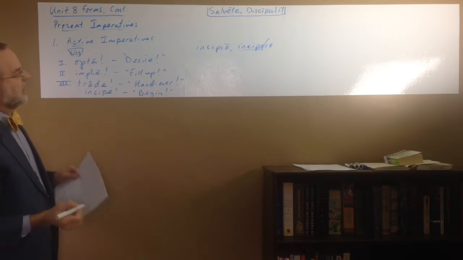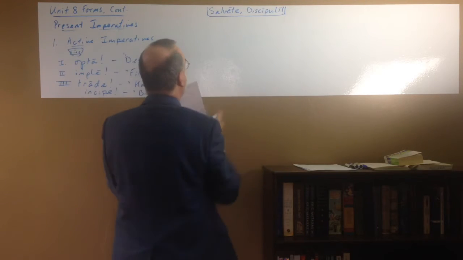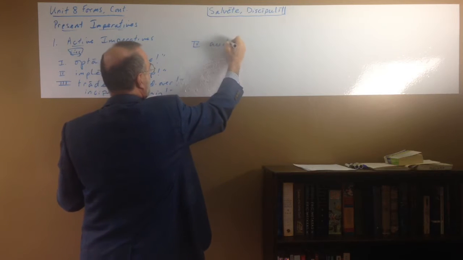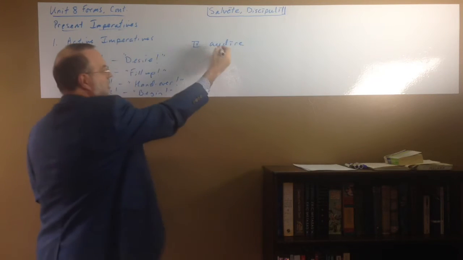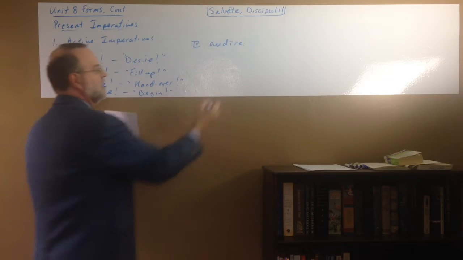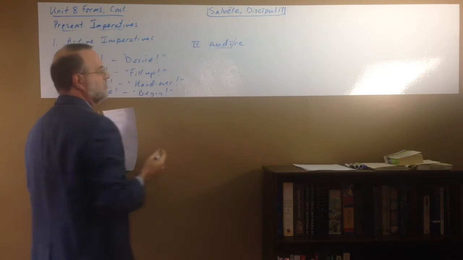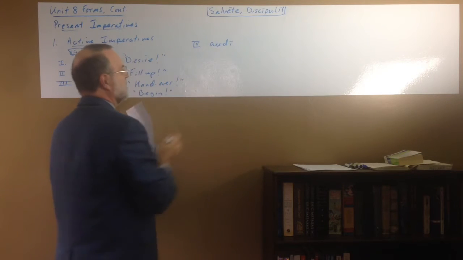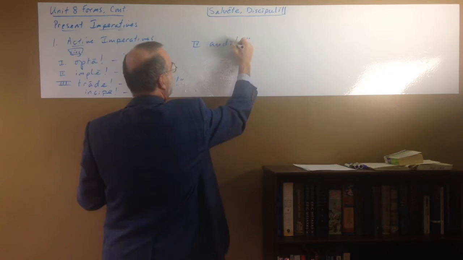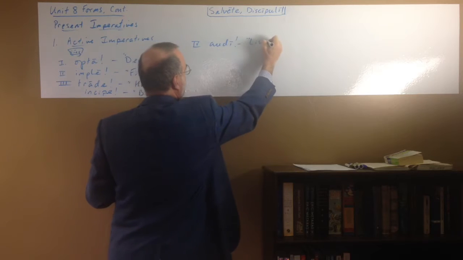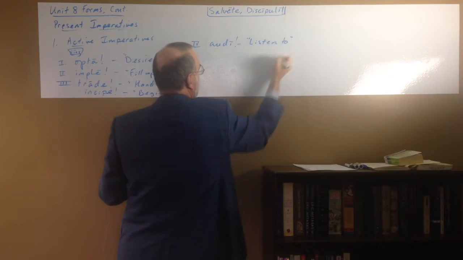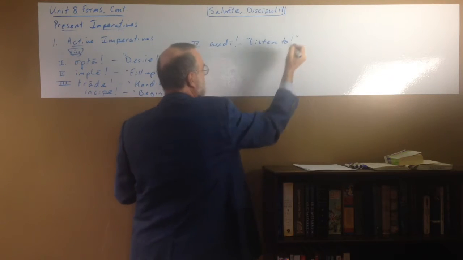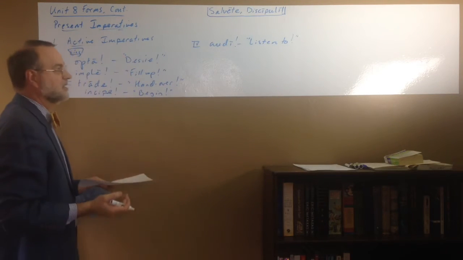And that leaves fourth conjugation. So there is your present active infinitive. There's the stem, and that's what you're going to use for the imperative form in the singular. So audi, listen to, or hear. It's clearly a transitive action. You expect an object.